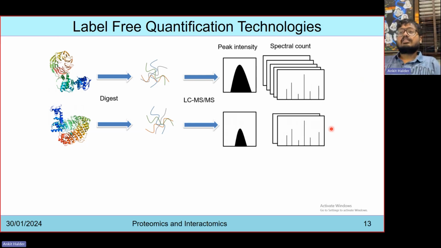So now another concept is having the label-free quantification techniques, where we are not using any kind of labels, not any isotope labels, and not labeling the amino acid sequences or our peptide sequences. Rather, what we are doing is that we are just taking the proteins and digesting them into peptides and running them into the mass spectrometer, where we are getting the different spectra and the different intensities.